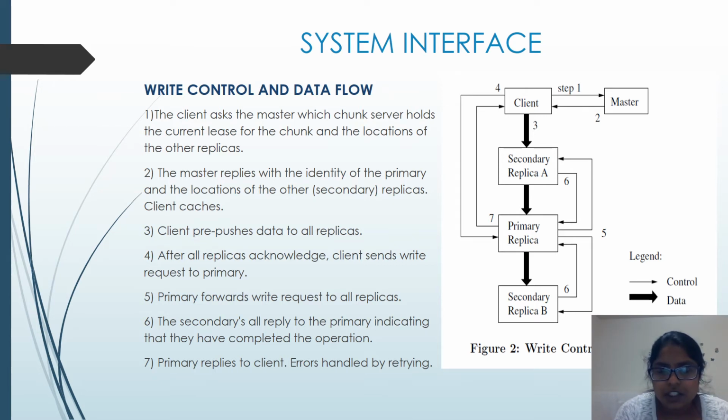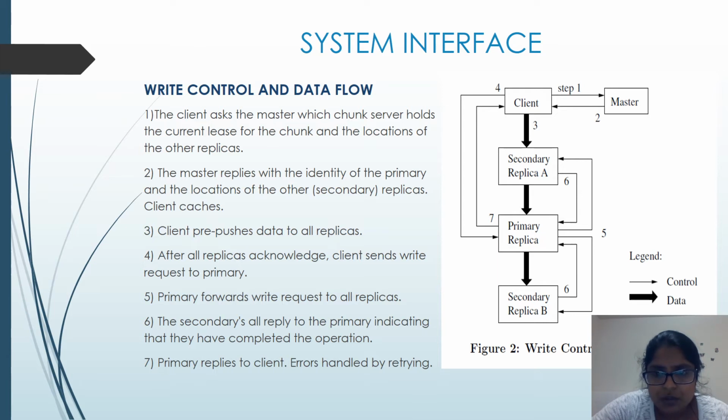Here the write control and data flow is explained in this diagram. Step 1. The client will request the master for the current lease of the chunk and locations of all the other replicas. For step 2, the master is going to reply to the client with the locations of the primary and other replicas. In step 3, the client pushes all the data to the replicas.